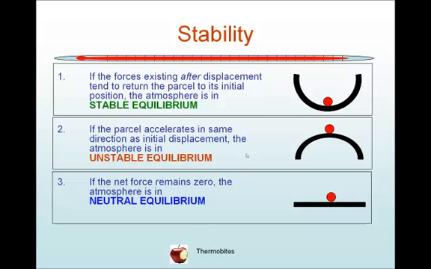So in the real atmosphere, that will be a case of we lift a parcel of air and it finds itself cooler than its environment. So the buoyancy force will be back downwards to its original position.